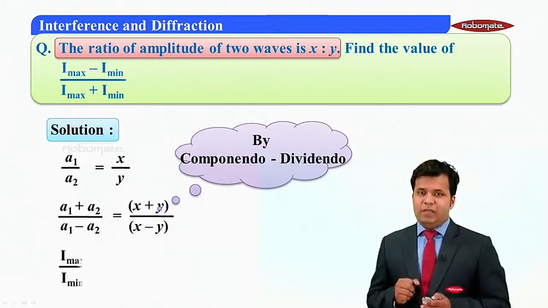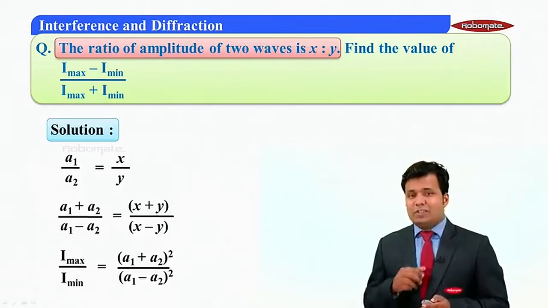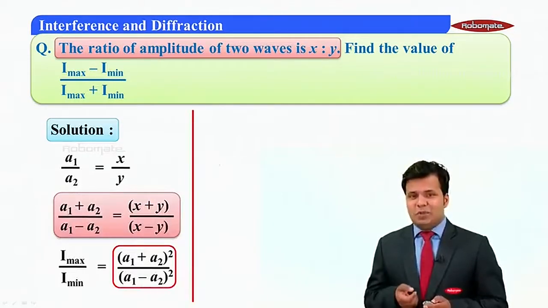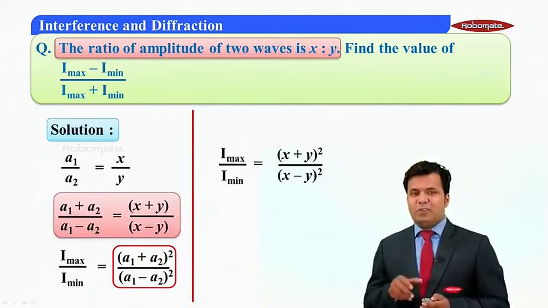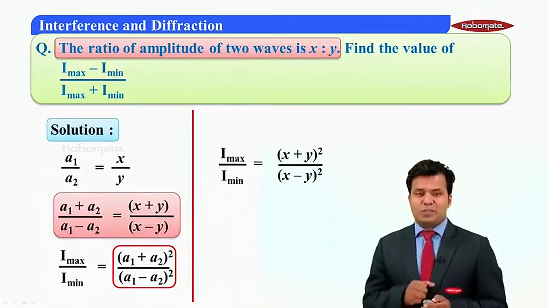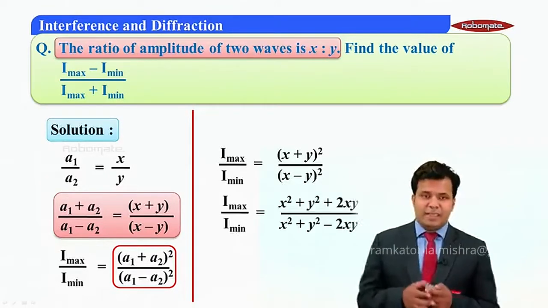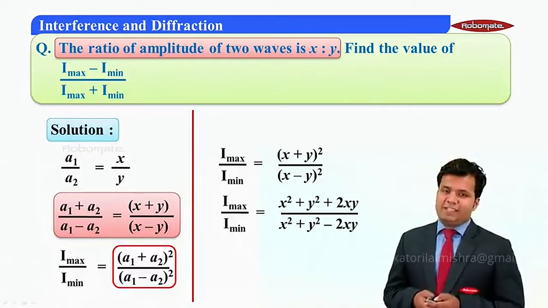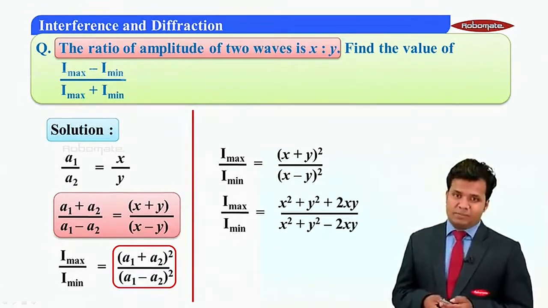And if I square it, then it would be equal to I max upon I minimum, right? On squaring the RHS, I max upon I minimum would be equal to (X plus Y) the whole square upon (X minus Y) the whole square. This is what I max upon I minimum is. Now, if I expand this, it would look like X square plus Y square plus 2XY upon X square plus Y square minus 2XY.